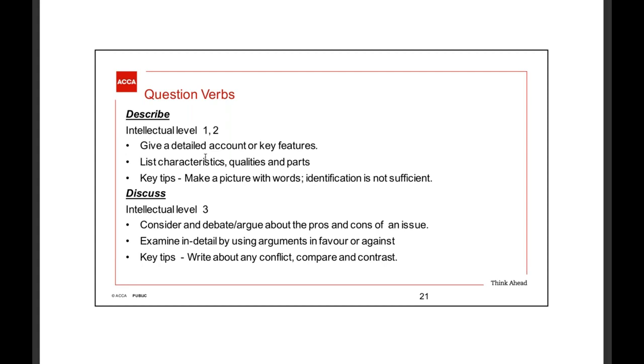So why do I say it's easier? Because we are just making what? Here it says make a picture with words. That means describing. It's like when you describe someone who is pretty, you'll start describing the eyes, the nose, the features, the skin color or the hair, things like that. So you are describing it.